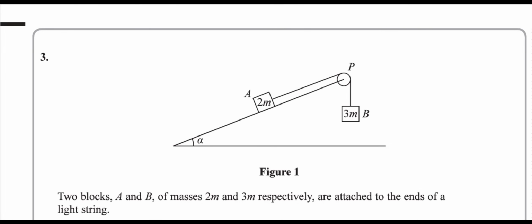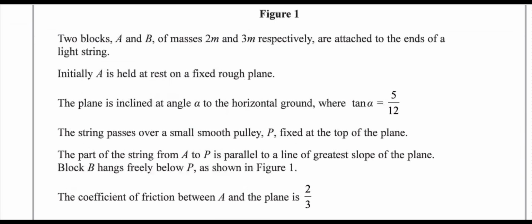Question 3. Two blocks A and B of masses 2m and 3m respectively are attached to the ends of a light string. Initially, A is held at rest on a fixed rough plane. The plane is inclined at an angle alpha to the horizontal ground, where tan alpha equals 5/12. The string passes over a small smooth pulley P fixed at the top of the plane. The part of the string from A to P is parallel to the line of greatest slope of the plane. Block B hangs freely below P as shown in figure 1.